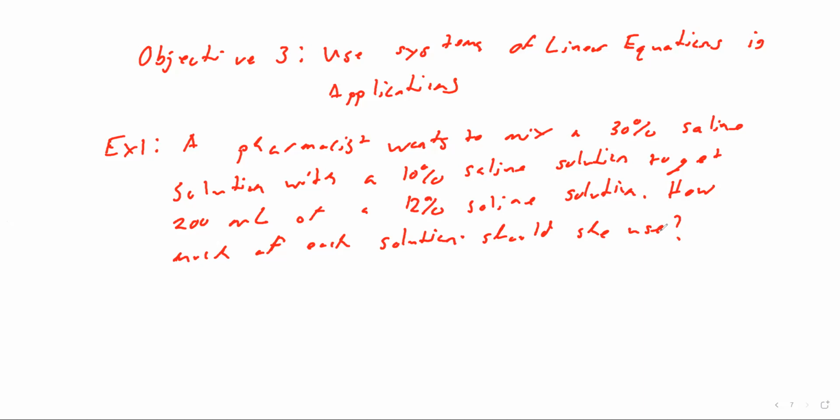All right, so this actually kind of goes back to unit 1 when we talked about solution mixture problems. So let's kind of figure out what information we have here. So it says a pharmacist wants to mix a 30% saline solution. So that would be 0.30 times some amount. So a pharmacist wants to mix a 30% saline solution with a 10% solution. So that would be plus 0.10 of some other amount to get 200 milliliters of a 12% solution. So we want this to equal 0.12 of 200. All right. How much of each solution should she get?